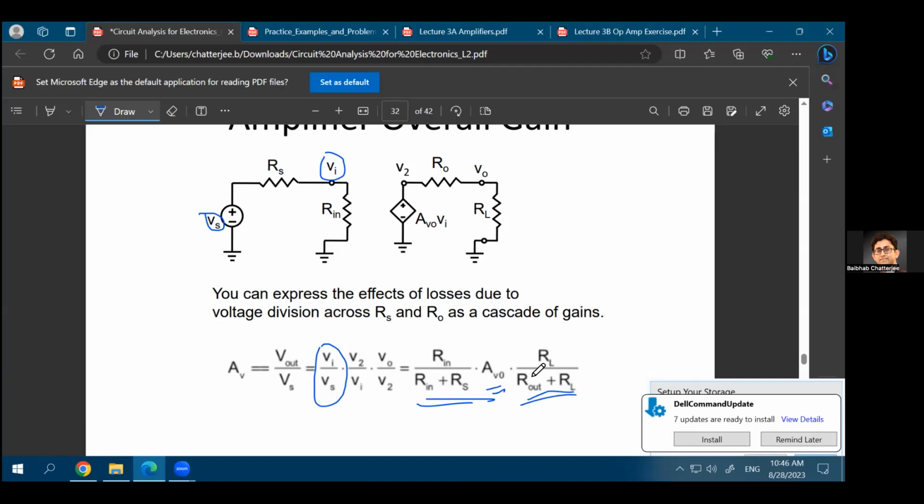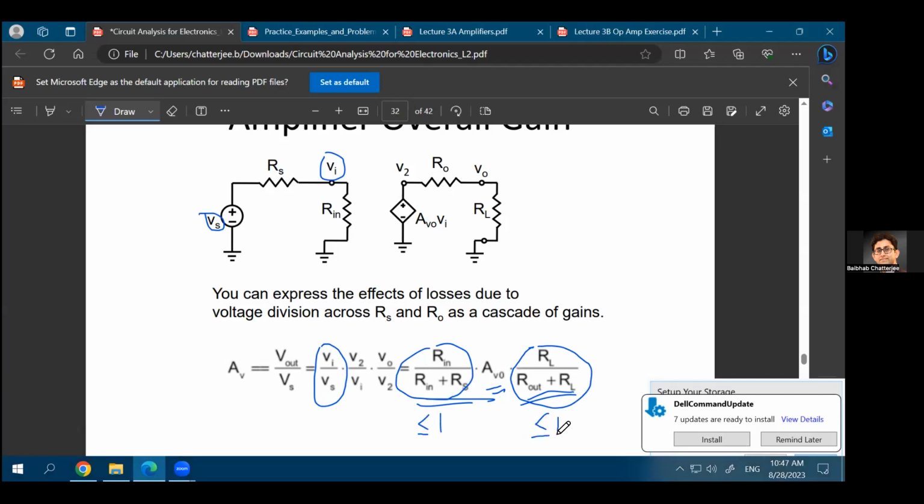So the overall voltage gain of the amplifier could be lower than AV0. Why am I saying it will be lower? Because these are passive circuits. They cannot increase your voltages or your power. They will just do a voltage division, and the maximum voltage division you can have is equal to 1. So you'll always have a term less than or equal to 1 for this voltage division, as well as a less than or equal to 1 term for that voltage division. Both of them will be less than or equal to 1.